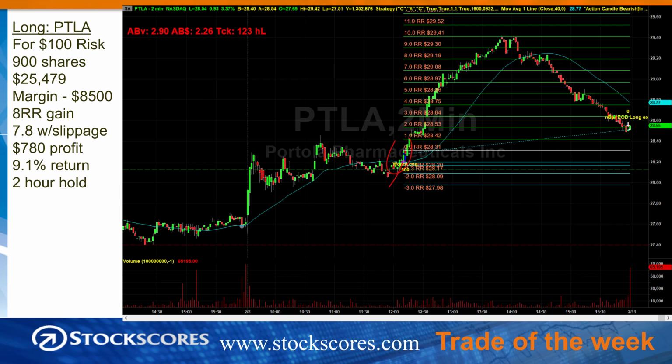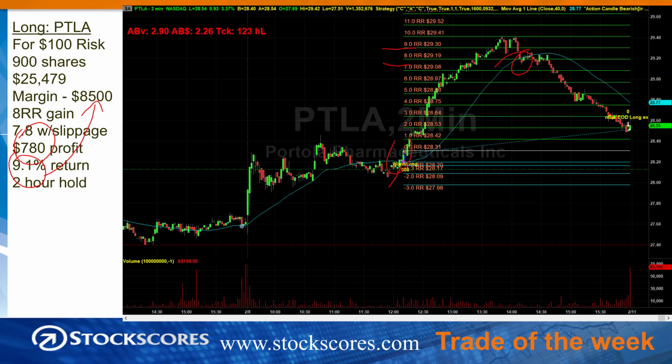The sell signal on this one, we don't often talk about sell signals, but we use these RR lines for sell signals. And this one had a sell signal right there at 8 RR. And so if we factor in commissions and slippage, we'll call that a 7.8 RR, which means a $780 profit, which was a 9.1% return on the capital required, and a hold period of about 2 hours.